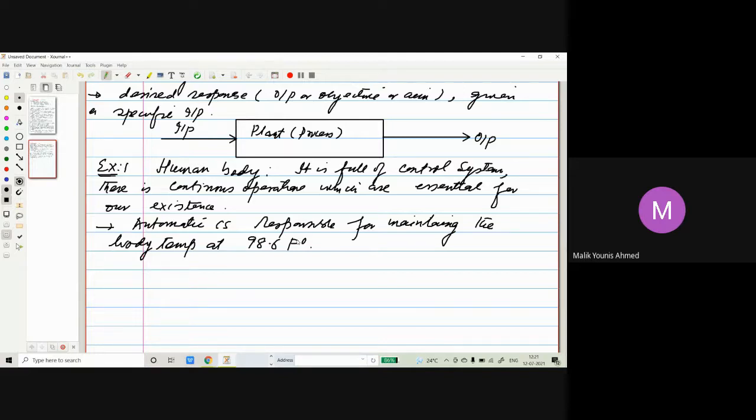Maybe sometimes it is food poisoning, you have not taken proper food, or the water was contaminated. There can be a number of reasons for your body temperature to derail from the standard measurement. So who is controlling that? It is Almighty Allah who is controlling, and human intervention is least in this case. So very clearly, a natural control system.